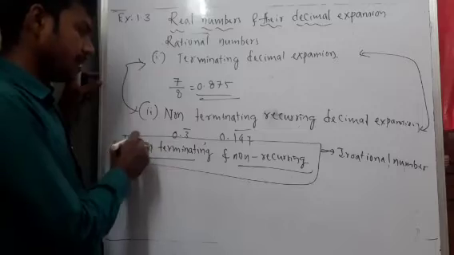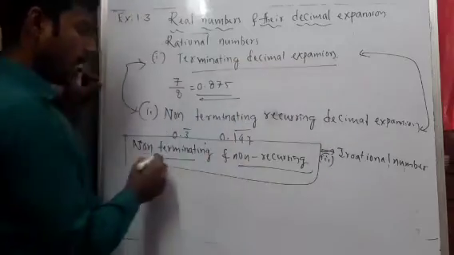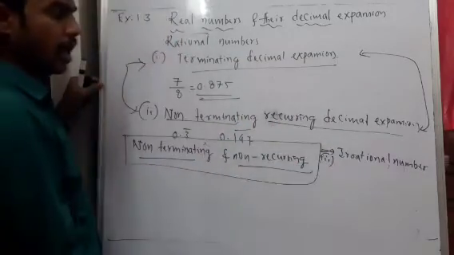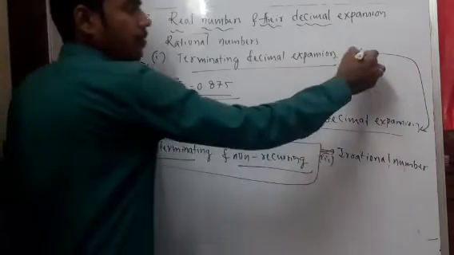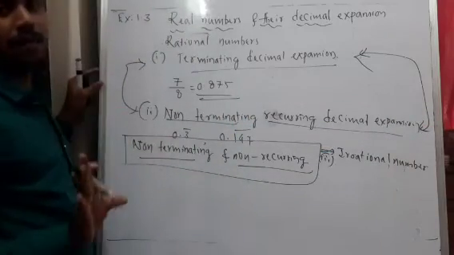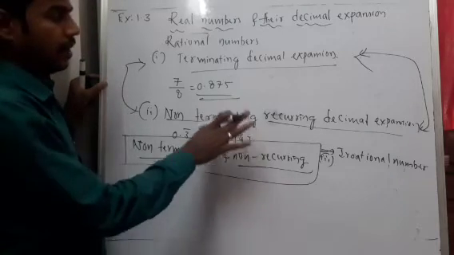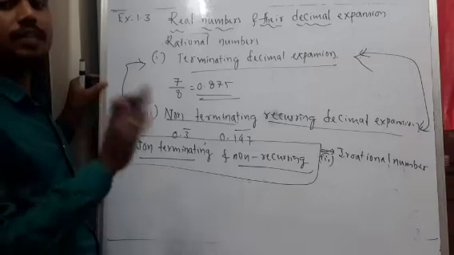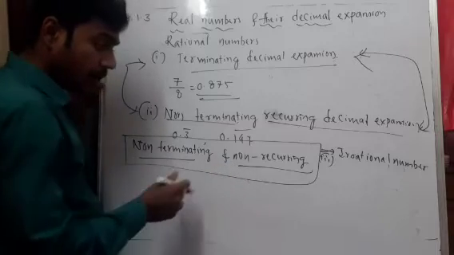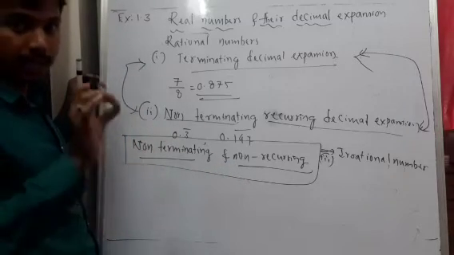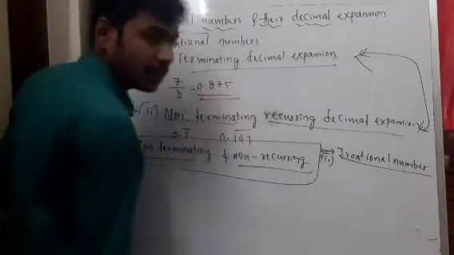There will be three conditions: terminating decimal expansion, non-terminating recurring decimal expansion, and non-terminating non-recurring decimal expansion. The first two cases are meant for rational numbers. If the decimal expansion is terminating or non-terminating recurring, directly we will say these are rational numbers. But if the decimal expansion of a real number is non-terminating and non-recurring, then we call it an irrational number.